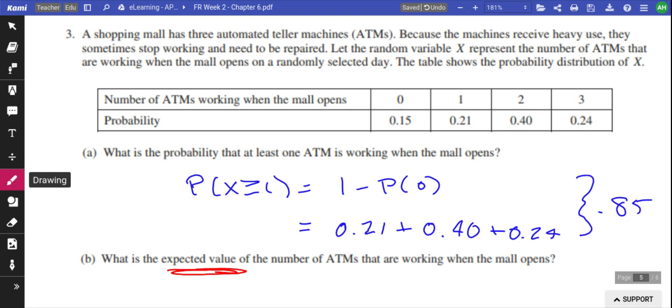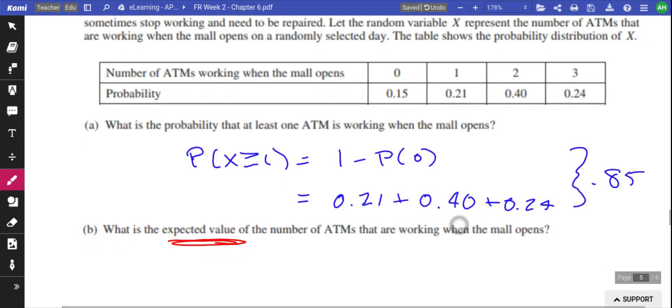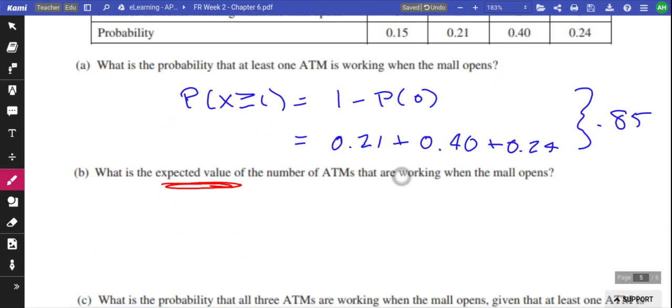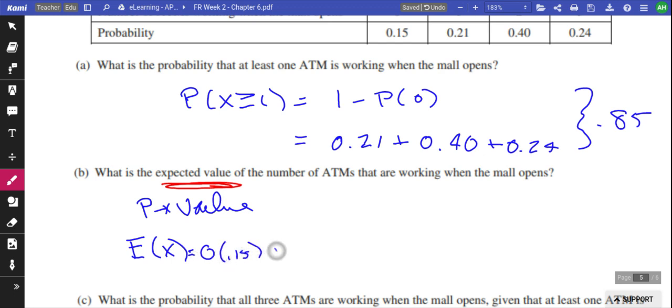With expected value, what you're trying to do is say how many are working. So again, remember that is probability times value. Okay, so your expected value of X, so how many ATMs do we expect to be working when the mall opens, is going to be 0 ATMs times 15%, 1 ATM times 21%, 2 ATMs times 40%, and 3 ATMs times 24%.